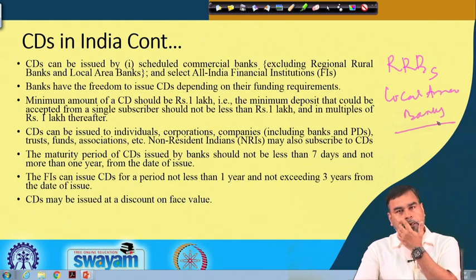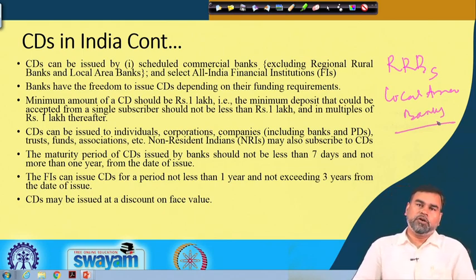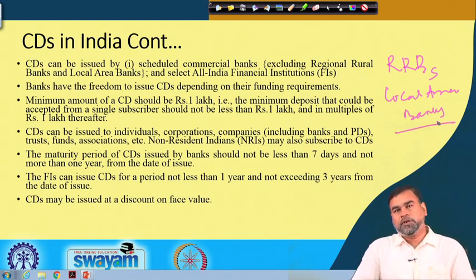If you see broadly, there are two types of institutions who are able to provide CDs, or certificates of deposit. One is banks, the other is all India financial institutions. As per RBI guidelines, the maturity period of CDs varies on the basis of the type of issuer. If the issuer is a bank, the maturity period varies from 7 days to 1 year. It is just like the commercial papers we have discussed already.